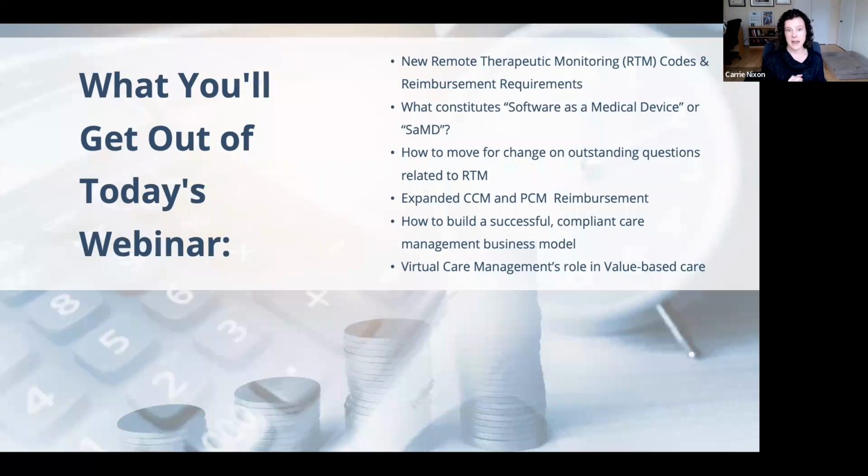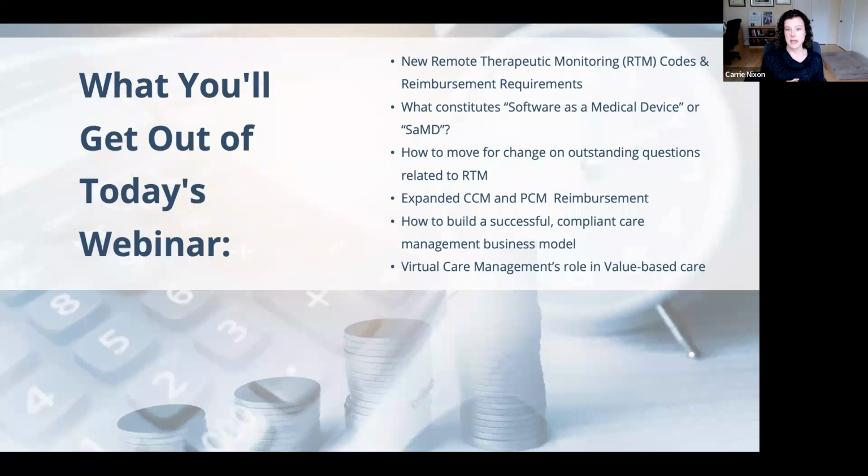Our hope is that you'll get a good understanding of the new remote therapeutic monitoring codes that were proposed in July in the proposed rule, and finalized in the 2022 rule that went effective January 1st. We want to talk about those codes and the requirements for obtaining reimbursement around them. In a related context, we're also going to touch on software as a medical device. That is very much related to remote therapeutic monitoring in some contexts. It is an entire subject matter in and of itself, so we're going to give you a high-level overview as it applies to RTM. There are a number of outstanding questions still related to RTM, and we're going to give you some thoughts and suggestions for what's next and how we all move forward to make sure that this code set best addresses the needs of the patient population.